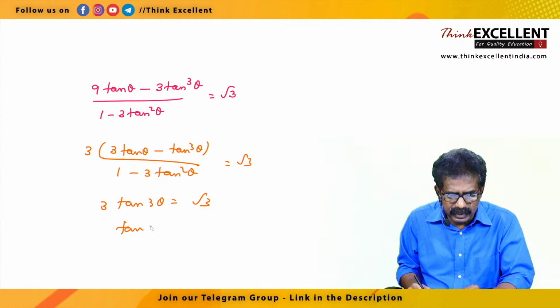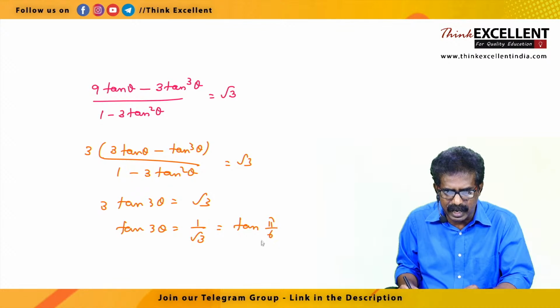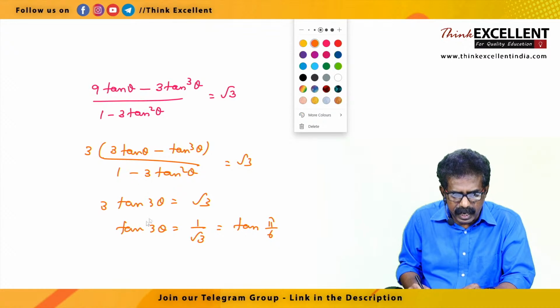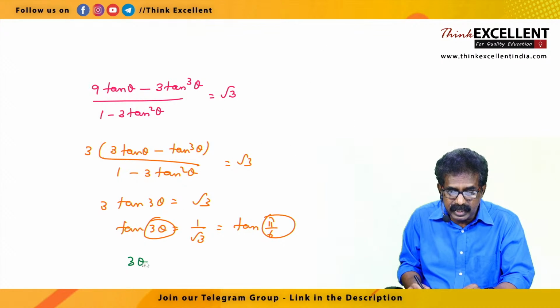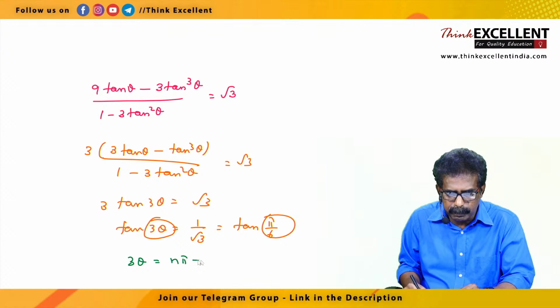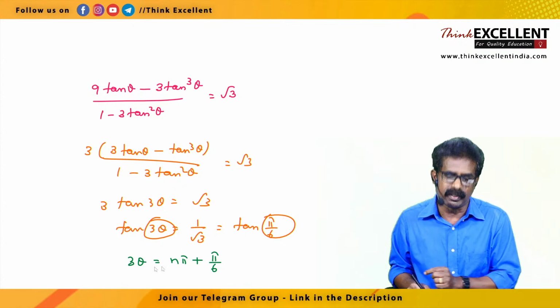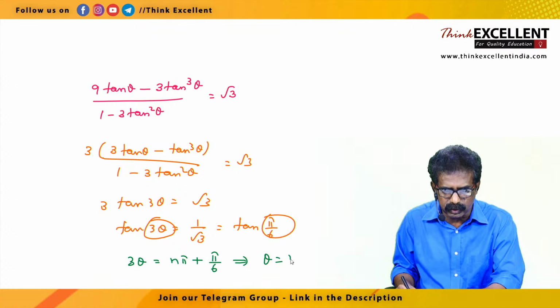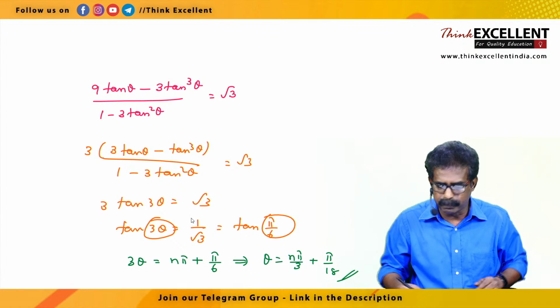So tan 3 theta is equal to root 3, by 3 adu 1 by root 3 ayirum. 1 by root 3 ingradhu tan pi by 6, right? Tan pi by 6. Now it is tan theta equal to tan alpha. Instead of theta, we have 3 theta. To be very careful. So 3 theta is equal to n pi plus alpha formula. N pi plus alpha value pi by 6. We want theta, so divide both the terms by 3. Every term you divide by 3. So the final answer is theta is equal to n pi by 3 plus pi by 18. You are dividing by 3, 3 sixes are 18. Okay, very good. You got the idea.